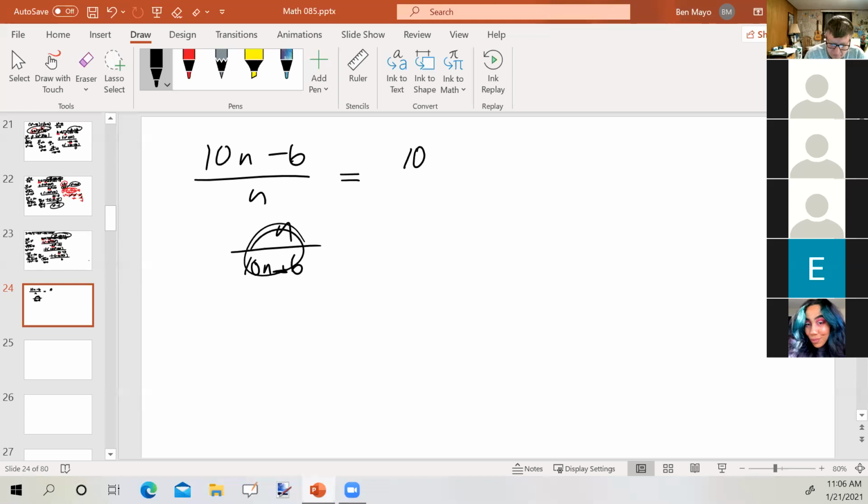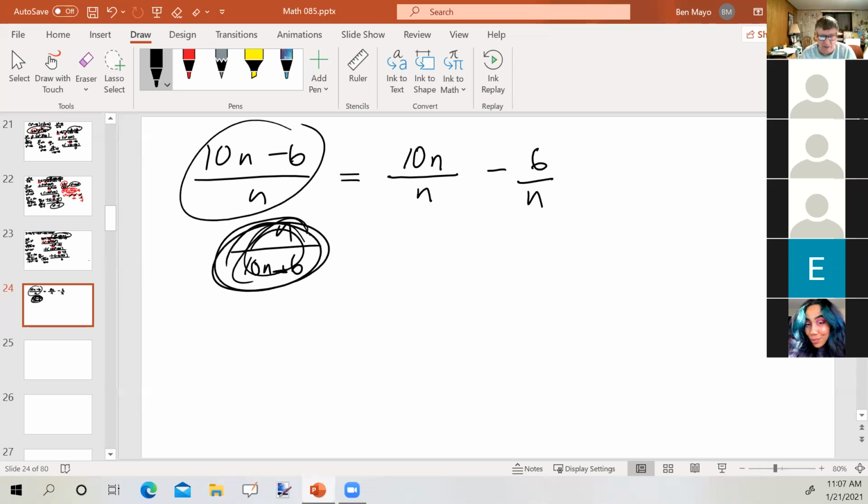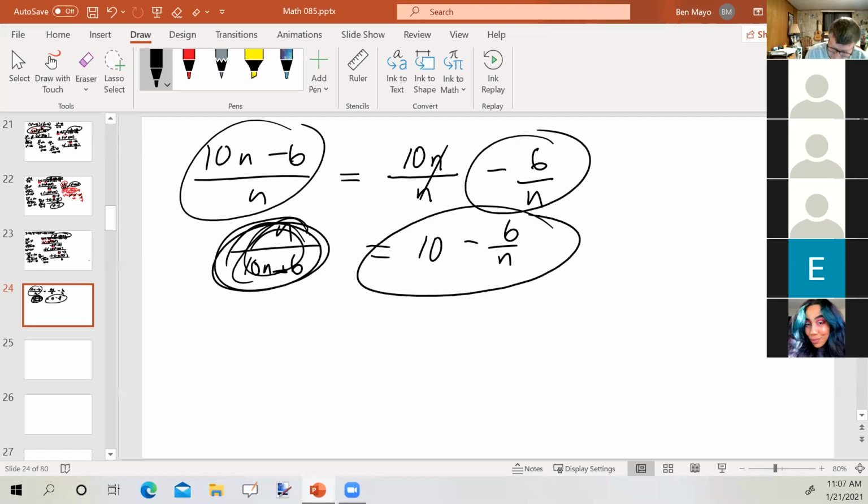I don't know how to say it correctly, but okay, we're going to take 10n divided by n minus 6 divided by n. This down here is just the reciprocal of what's actually going on. So we're going to take each term: 10n divided by n and minus 6 divided by n. Do you see that? Yeah. Okay, now we'll go back and reduce it, and we're going to get 10 minus 6 over n. There's nothing we can do with that term. Okay.